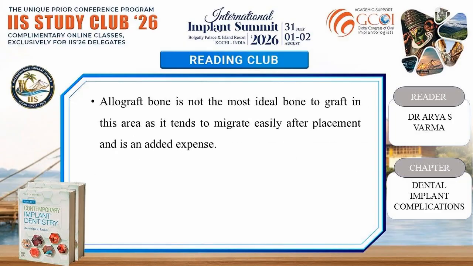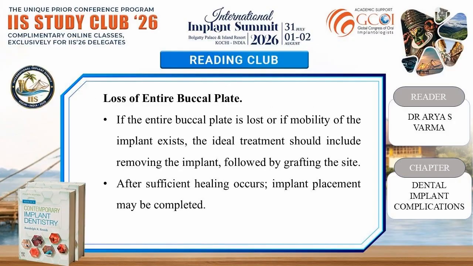Allograft bone is not the most ideal bone to graft in this area as it tends to migrate easily after placement and is an added expense. Loss of entire buccal plate. If the entire buccal plate is lost or if mobility of the implant exists, the ideal treatment should include removing the implant followed by grafting the site. After sufficient healing occurs, implant placement may be completed.